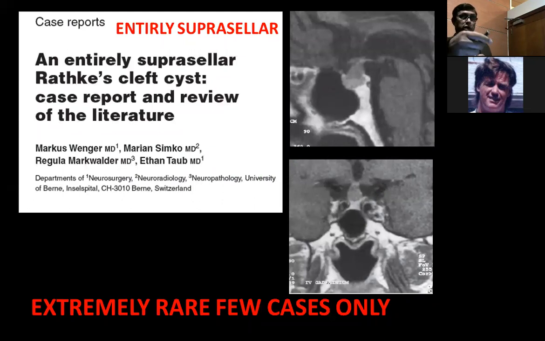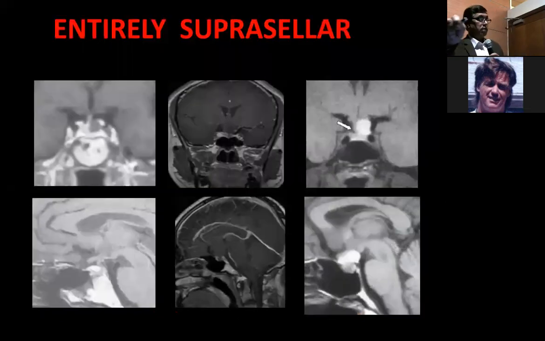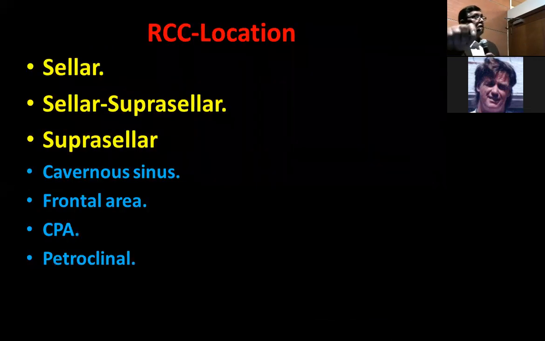And we know now why, because of the embryology that we just described. Those that are totally, entirely suprasellar are extremely rare. Only a few cases are reported in the literature, and our case is one of those. It's very, very rare. So this is entirely suprasellar. So it could be sellar, suprasellar, or completely suprasellar.